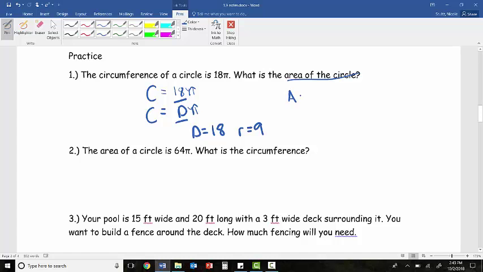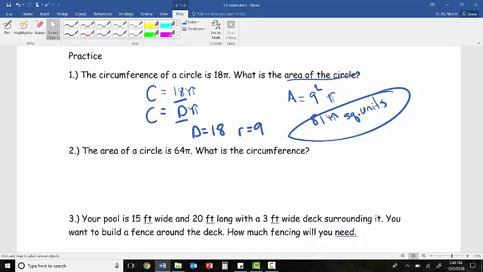So area is r squared pi, which is 9 squared pi, and 9 squared is 81 pi. Now I don't have units on here, so you're just going to have to write square units in your answer.